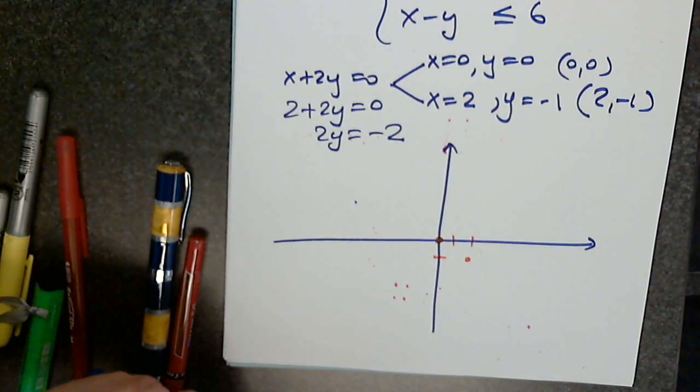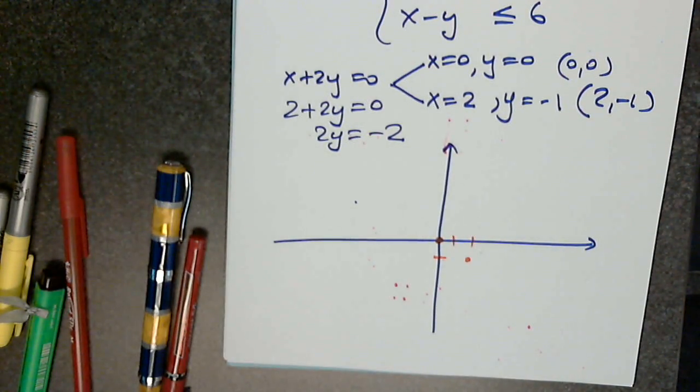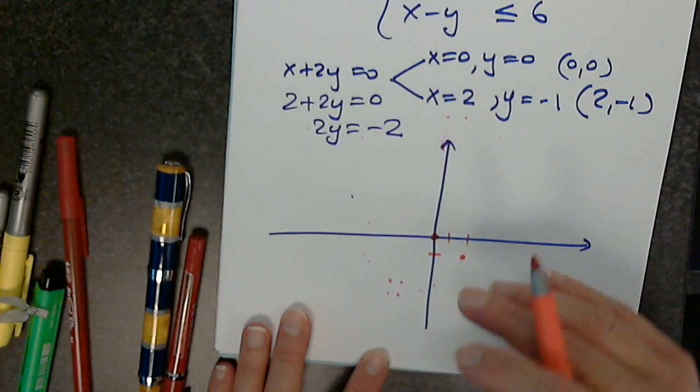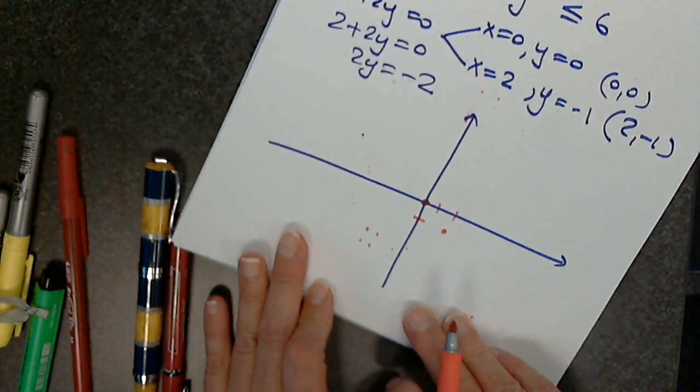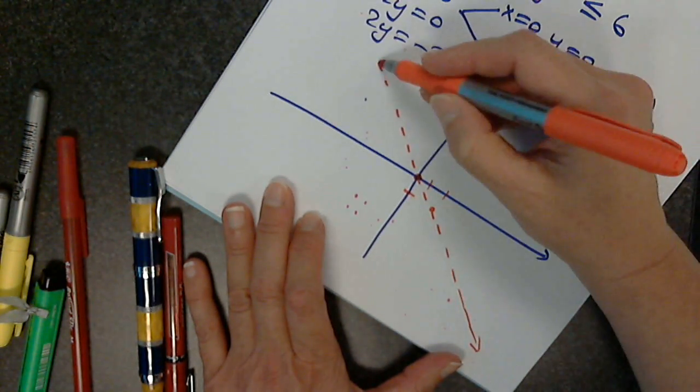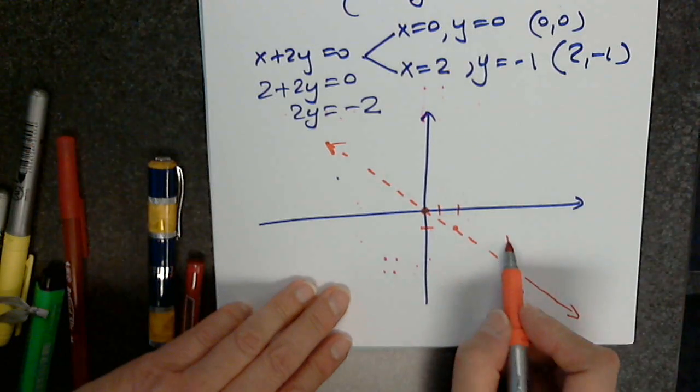Now we have to stop and look at the inequality. Is this a dotted line or a solid line? Solid. Good. Why is it dotted? Because it's not equal. Because it's only greater than, it's not equal to.